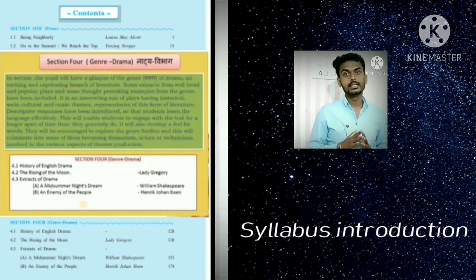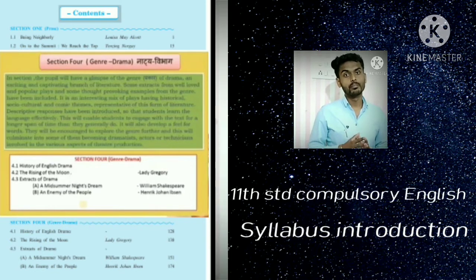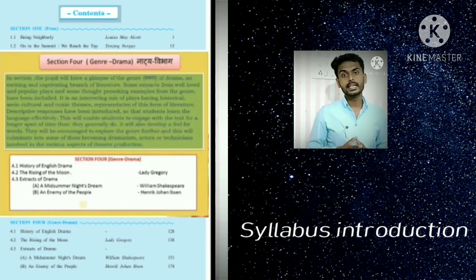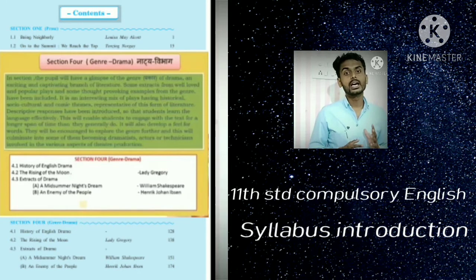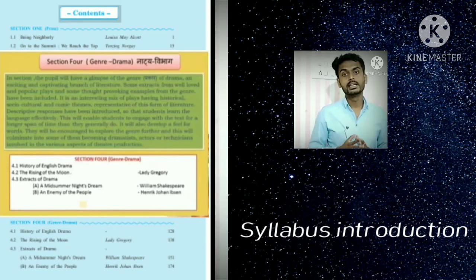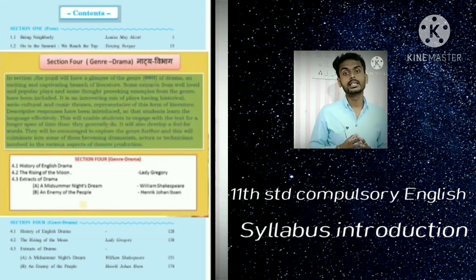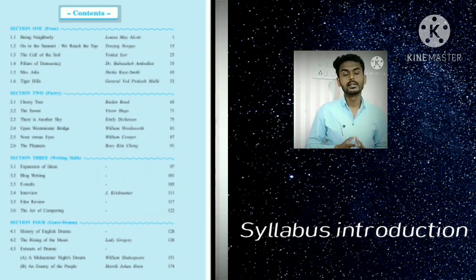Second one is The Rising of the Moon. This is a play or drama. Third is extract of drama. In that we learn two dramas. First drama is A Midsummer Night's Dream and second one is An Enemy of the People.